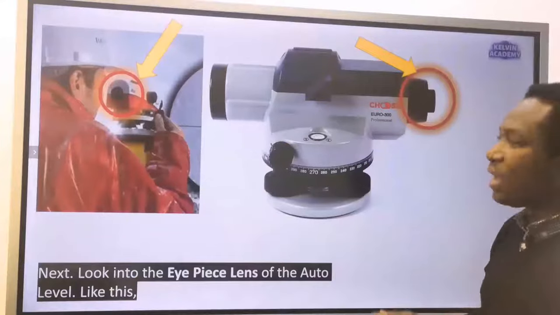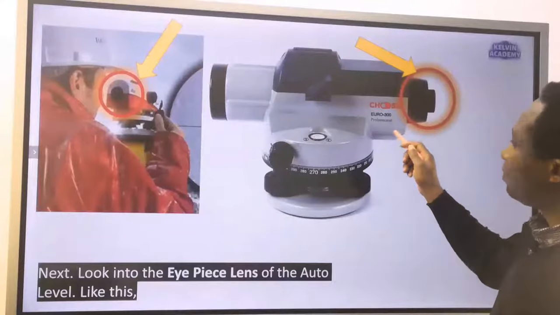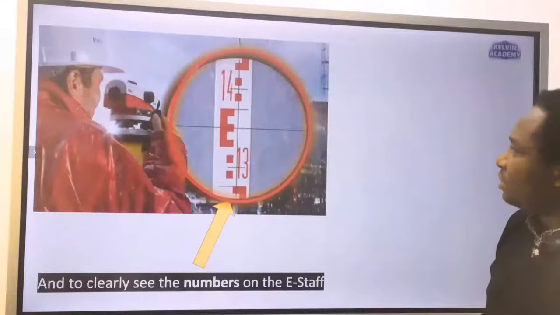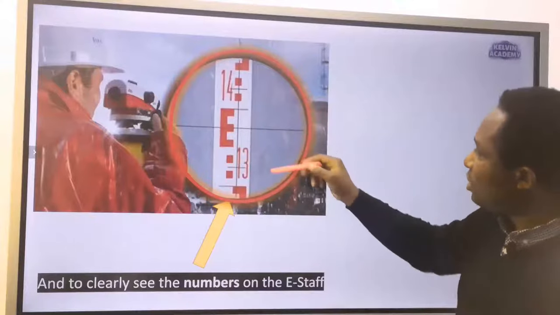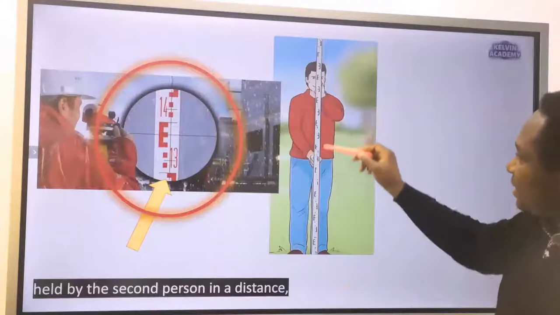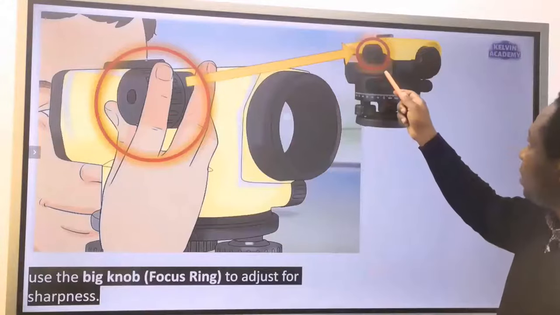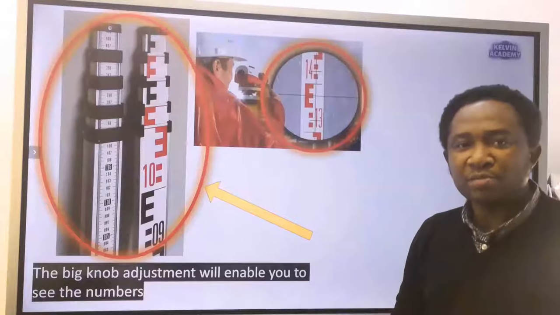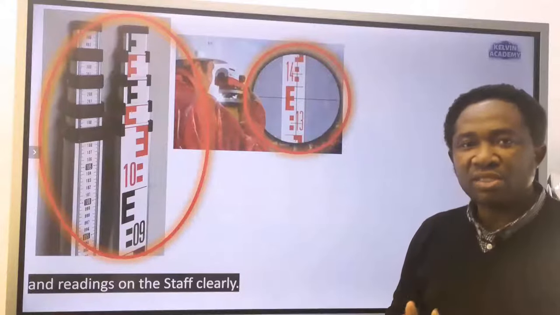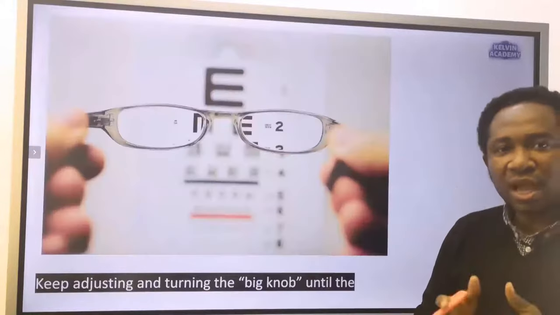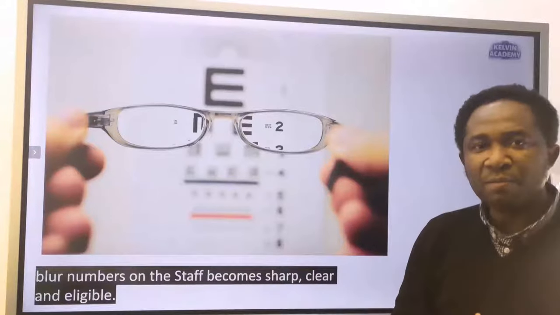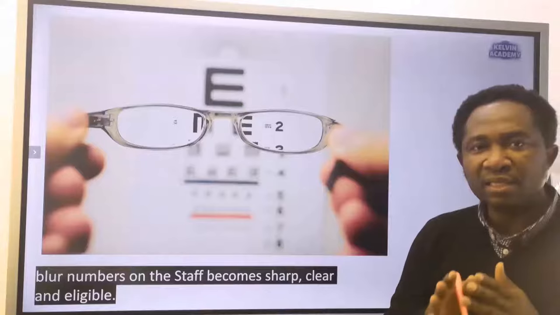Next, look into the eyepiece lens of the auto level like this to be able to see the staff readings and to clearly see the numbers on the e-staff held by the second person in a distance. Use the big knob focus ring to adjust for sharpness. The big knob adjustment will enable you to see the numbers and readings on the staff clearly. Keep adjusting and turning the big knob until the blurred numbers on the staff become sharp, clear, and legible.